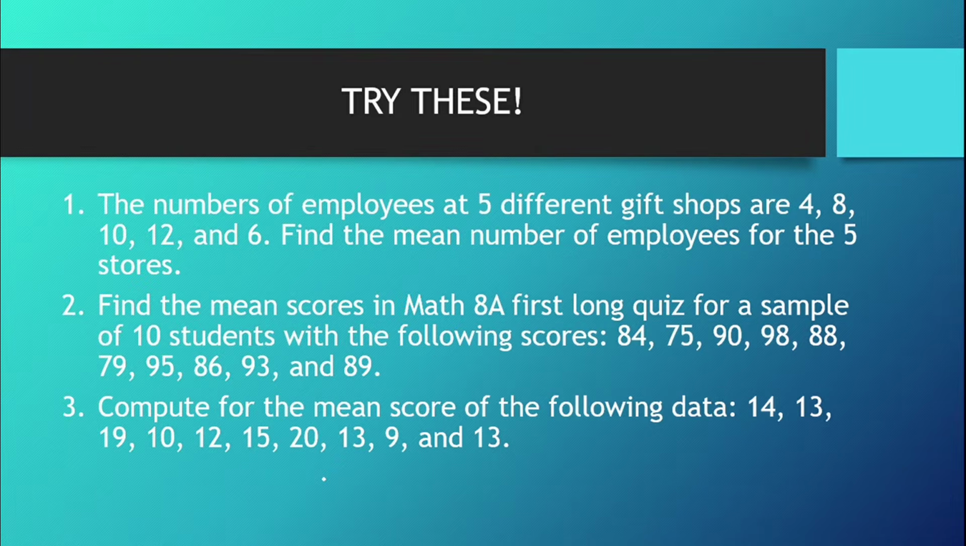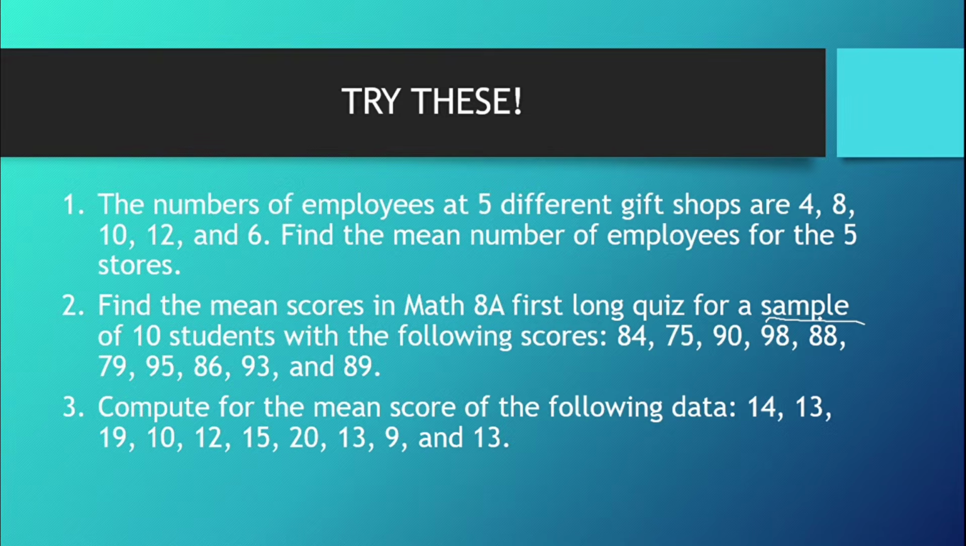So try this at home. The number of employees at 5 different gift shops are 4, 8, 10, 12, and 6. Find the mean number of employees for the 5 stores. If it is identified as a population mean, make use of the population formula. But if it is identified as a sample, just make use of the formula for sample mean. And we have number 3, compute the mean score of the following data. So just get the mean.